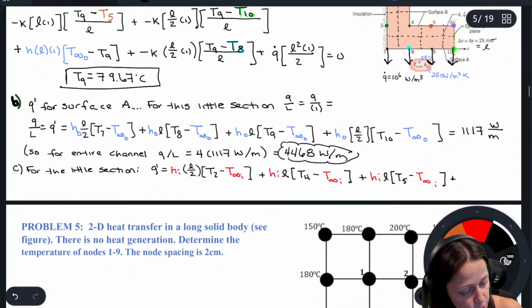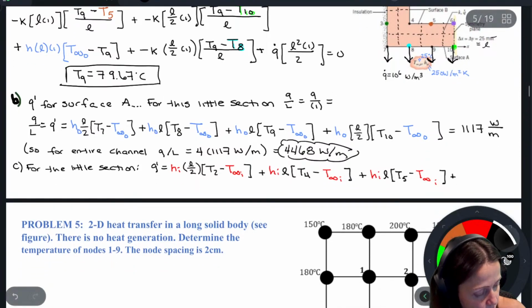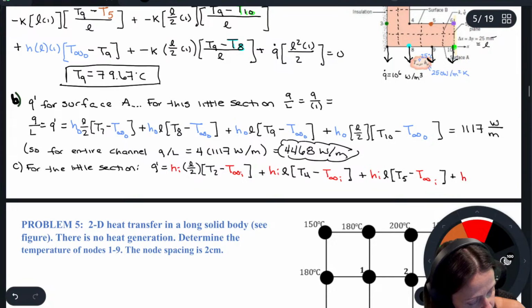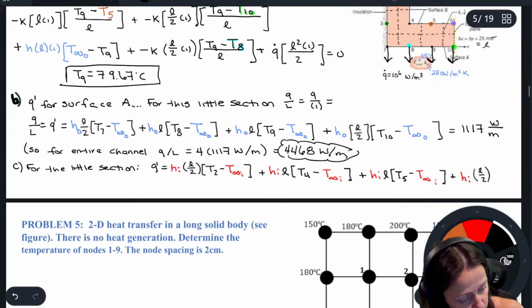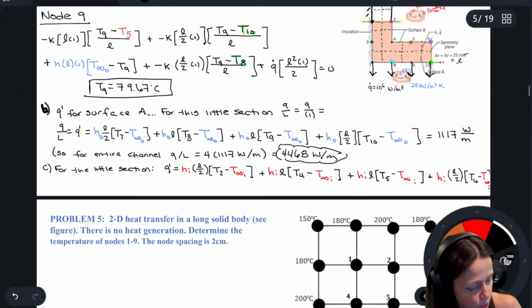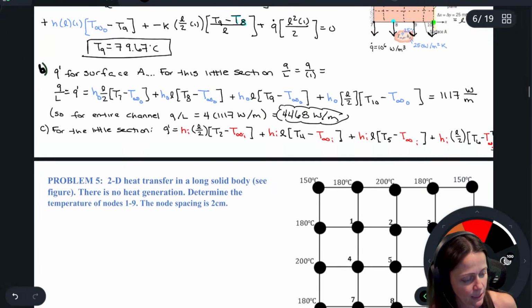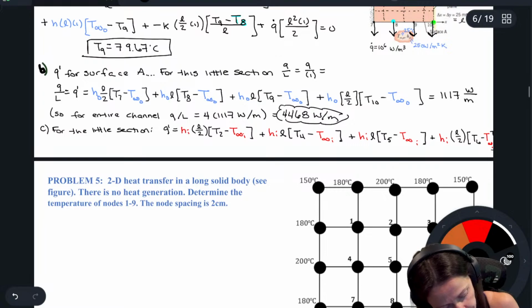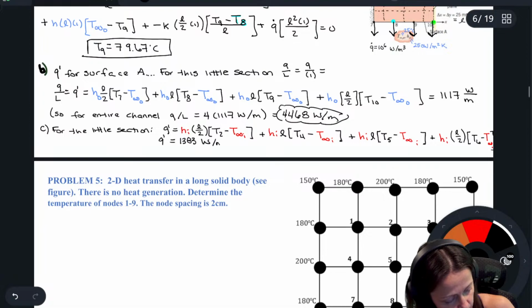Then we have another one, and it's for the node 6. So it's going to be, again, a H half area, L over 2, running out of room. So this will be T6 minus that T infinity. Yeah, I almost made it. And if I do the math, I would get that this Q for that little section would be 1383, and that's watts per meter.